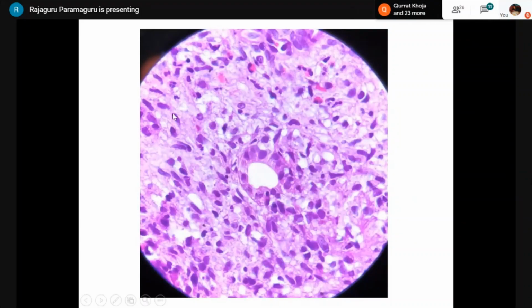And here, this portal area is showing a lot of these inflammatory cells. You see these cells also here. The bile duct showing some destruction.